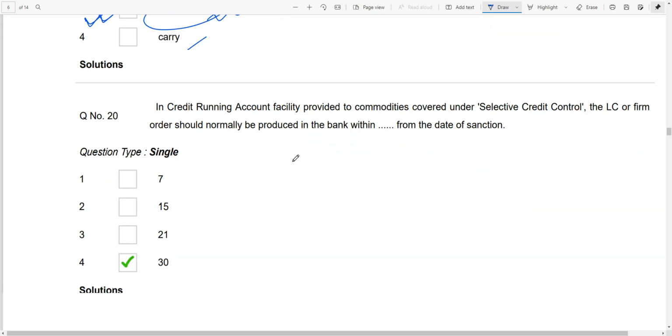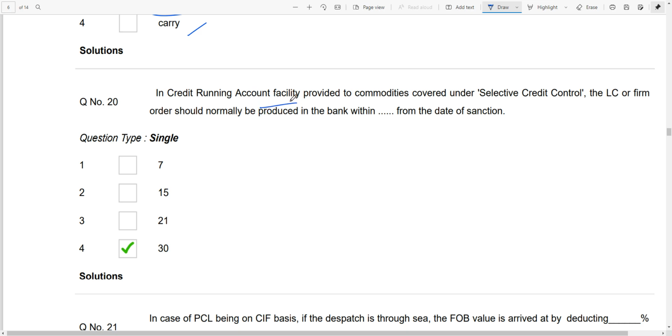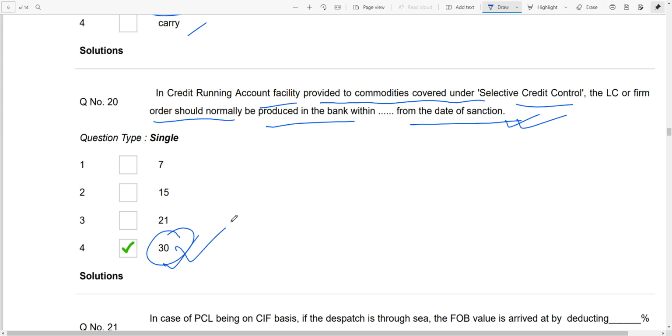Now moving to the next question, question number 20. In credit running account facility provided to commodities covered under selective credit control, the LC or firm order should normally be produced in the bank within days from the date of sanction. The answer is within 30 days from the date of sanction.